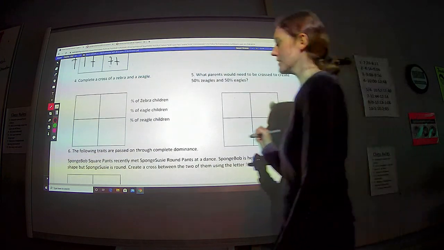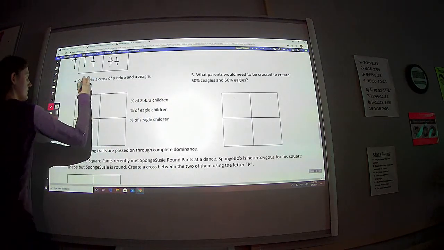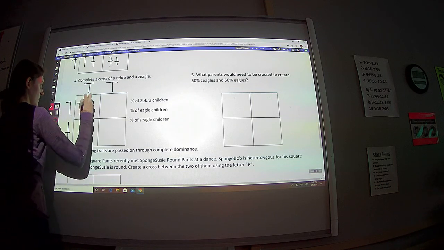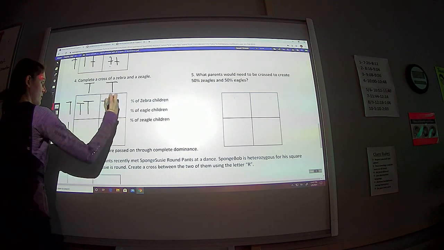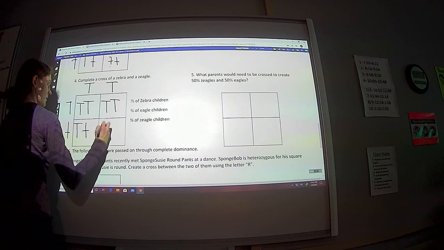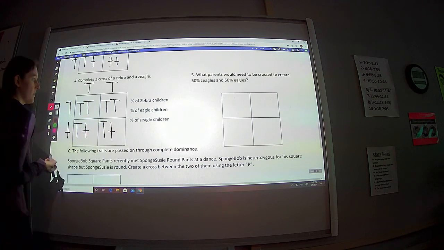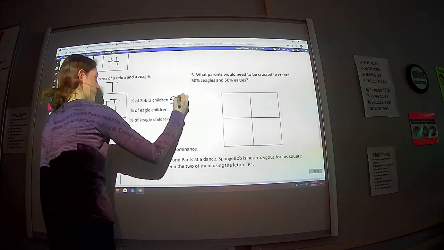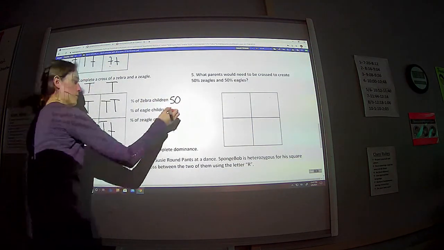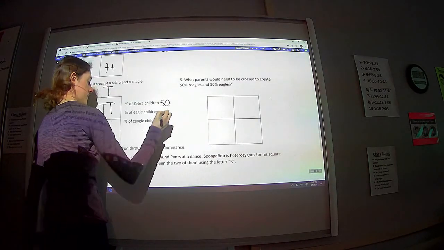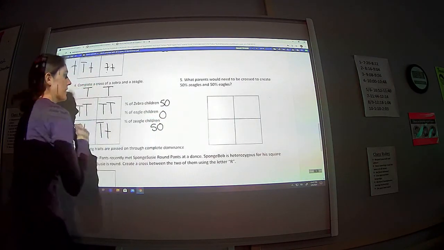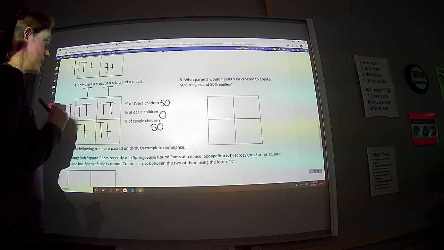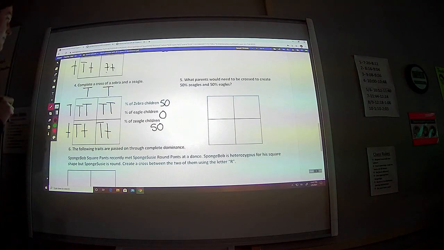Complete a cross of a zebra and a zeegle. Percent of zebra children, I have 50. Eagle children, there's none that have two lowercase t's. And zeegle children would be 50 again. What parents would need to be crossed to create 50% zeegles and 50% eagles?